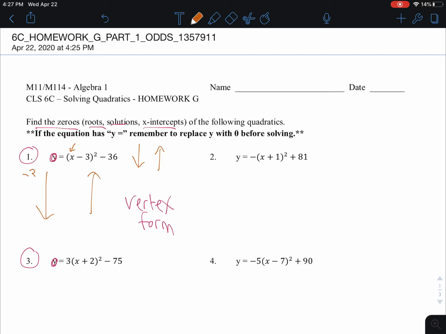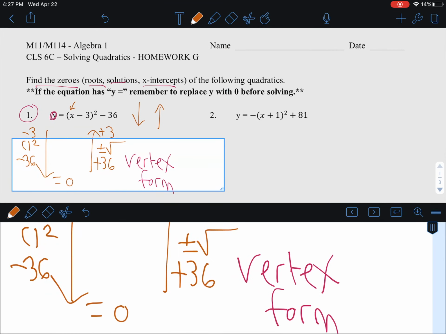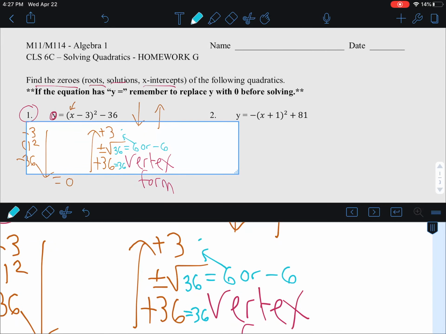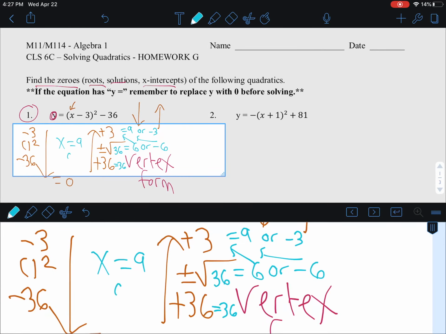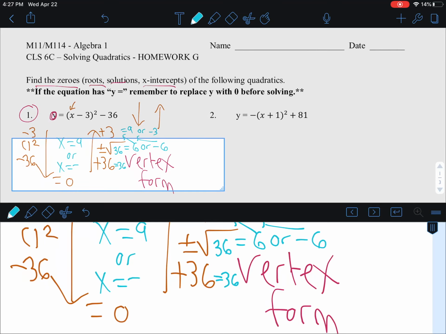So it'll be (x minus 3) squared minus 36, and again it equals 0 whenever y is there. Plus 36, plus or minus square root, plus 3. Now we get a little bit more clean with this. So 0 plus 36 is 36. The square root of 36 is 6. Again, plus or minus would be 6 or negative 6. And then now you do 6 plus 3, which is 9, and then negative 6 plus 3, which is going to be negative 3. So my two answers are going to be x equals 9 or x equals negative 3.